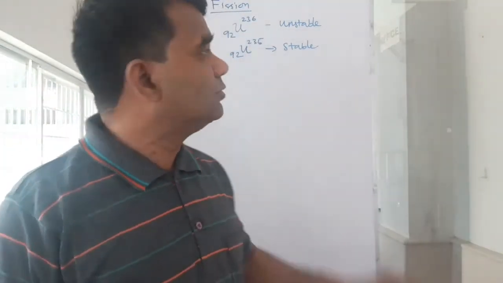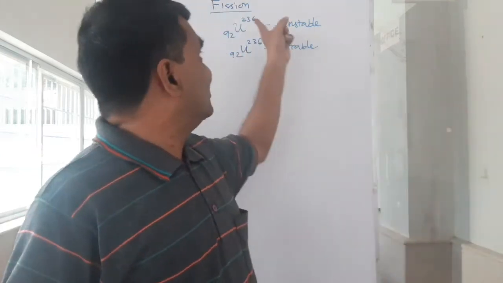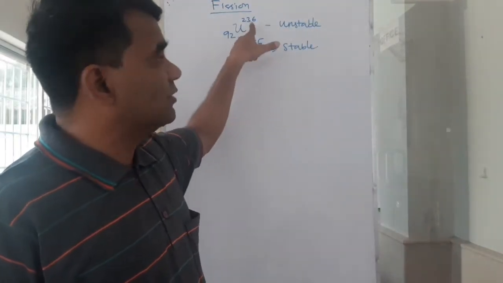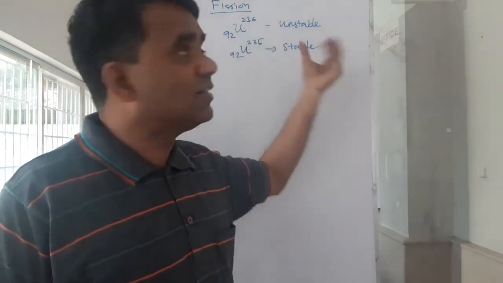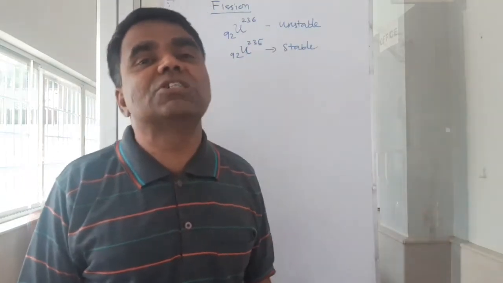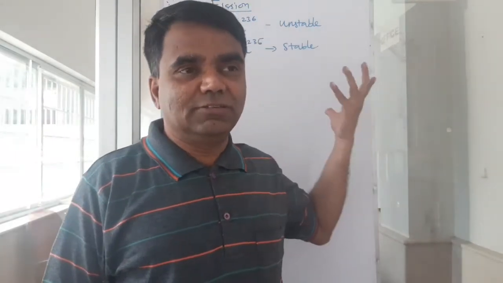So what you can do is take uranium-235, which is stable, because you don't want it to be radioactive all the time. You don't want uranium-236 because whether you do anything or not, it will be radioactive. You want it to be radioactive when you want it to be radioactive. So you use uranium-235 and convert it into uranium-236. The moment you convert it, it has become unstable, and once it becomes unstable, it will release its energy. This is how atom bombs work.